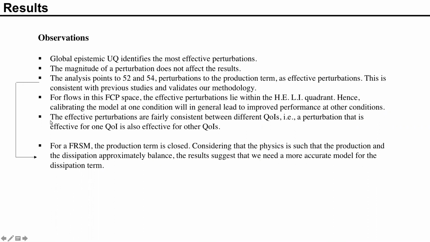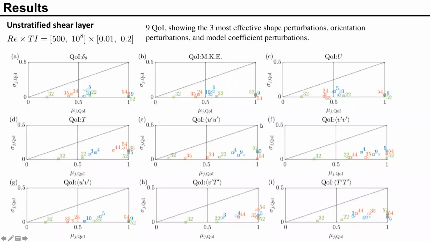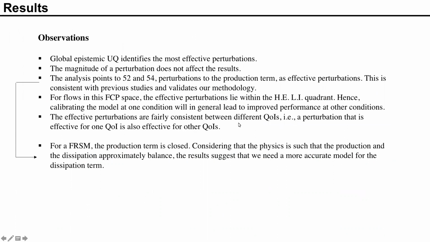Fifth, we make the observation that the effective perturbations are fairly consistent between different quantities of interest. So let's take a look. For example, perturbations 54 and 52 are effective perturbations for all quantities of interest. And for example, perturbation 9 and I think 5 are the two most effective coefficient perturbations for those 9 quantities of interest. This means a perturbation that is effective for one quantity of interest is also effective for other quantities of interest, which typically means a good model is a good model for almost all quantities of interest. And this is a very desirable feature.